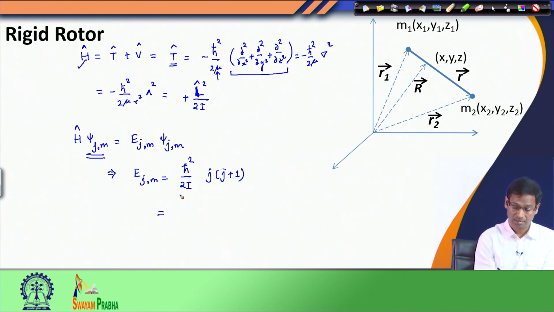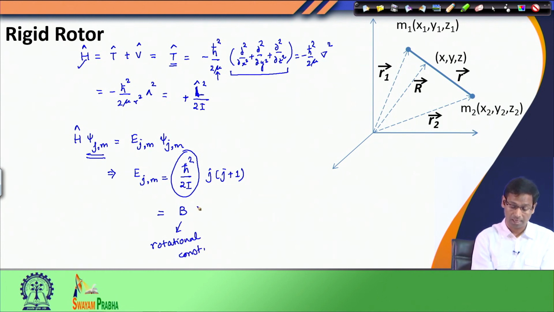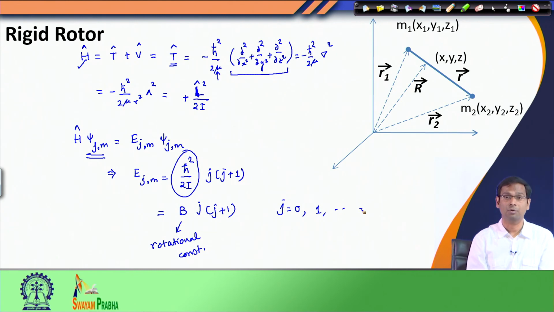And this h bar squared by 2I, h bar is a constant, 2I is a constant for the problem, and we give this a small name, and we call it the rotational constant B. It depends on the reduced mass of the system and the length of the rigid rotor, and J goes from 0, 1, 2, and so on and so forth. In this way we can actually get the energy levels of the rigid rotor.